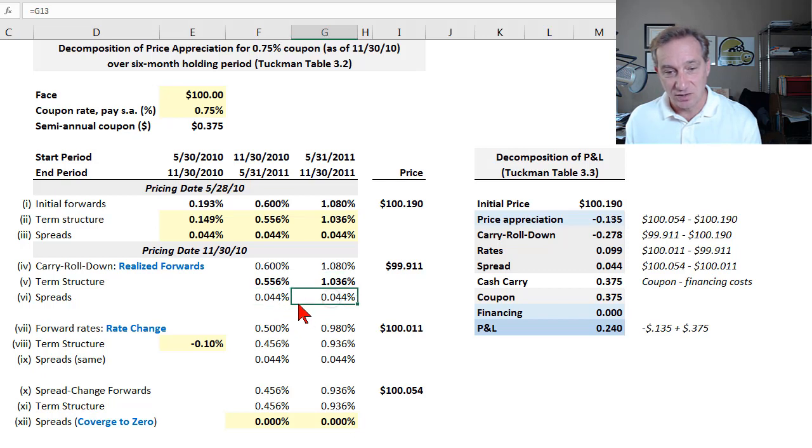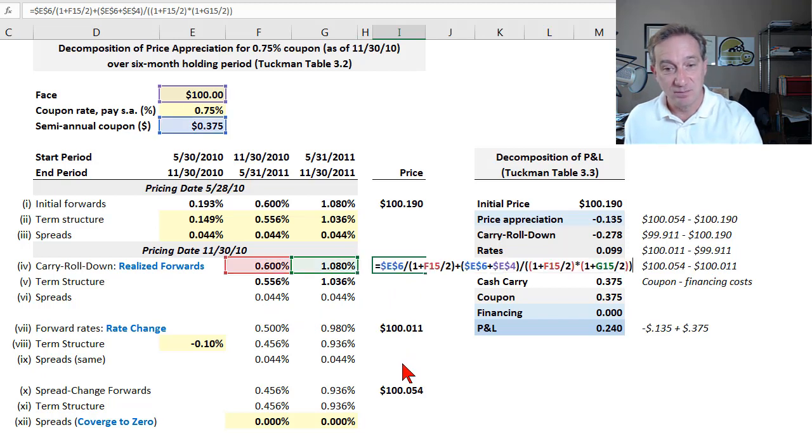But then in terms of the realized forwards, I've also got the spreads. I don't change those. And then as before, the summation is what I'm going to call the assumption here, and I'll bold it, the risky term structure. But we only need a year. Now we've moved forward in time. And then pricing the bond.